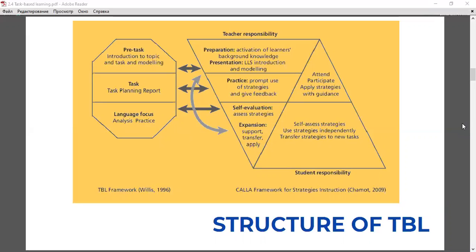Next, in the last stage, language focus, they discuss and analyze the linguistic aspects that came up during the task. There is a focus on the form. Students practice their linguistic structures that appeared within the context in a natural way.